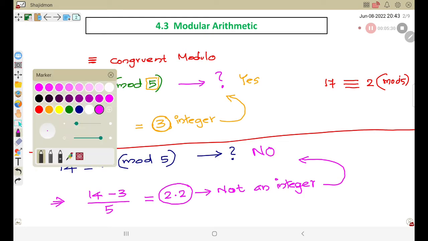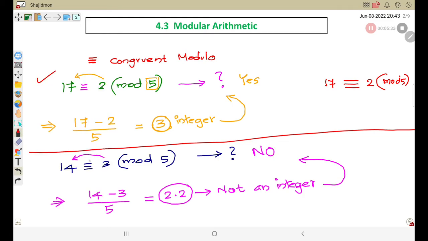The answer is no. If it is not congruent, what do you do? Use the not congruent symbol. We need to cross the congruent symbol. So 14 is not congruent to 3 mod 5. 14 and 3 are not congruent modulo 5.